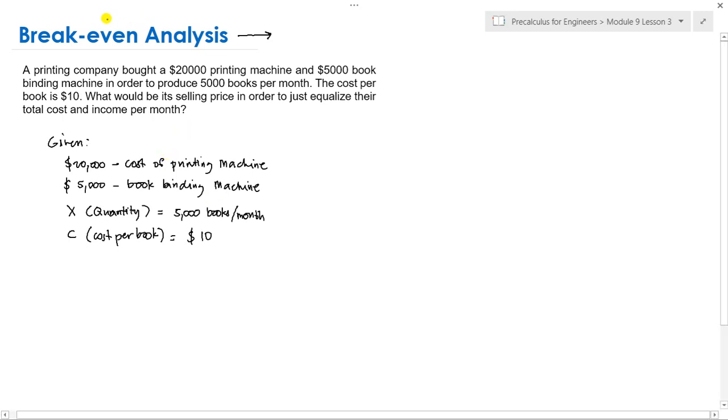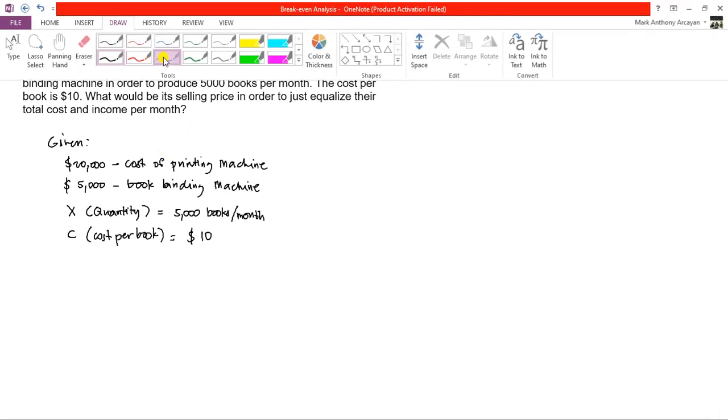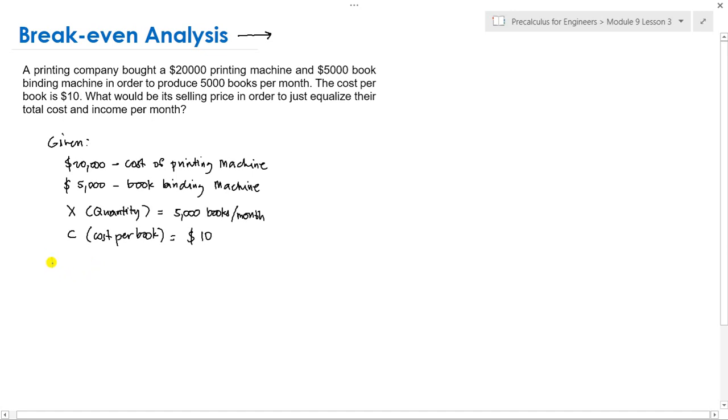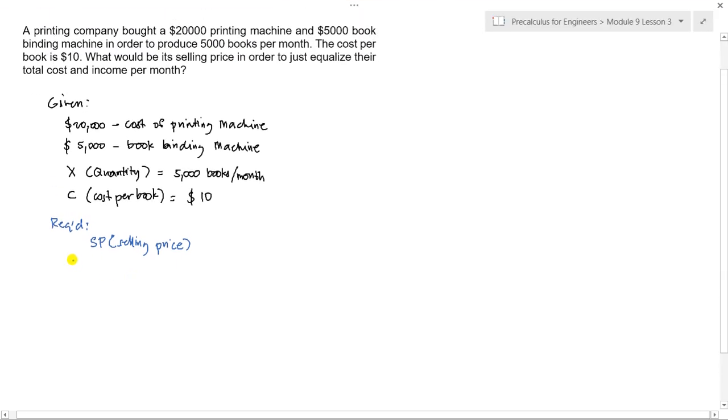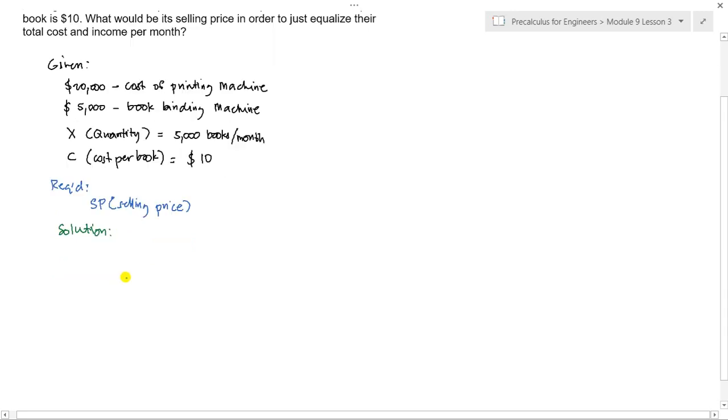Then, what we are looking for, the required here, is the selling price in order to just equalize their total cost. So, we will label it as SP. This is the selling price. Okay, so solution.